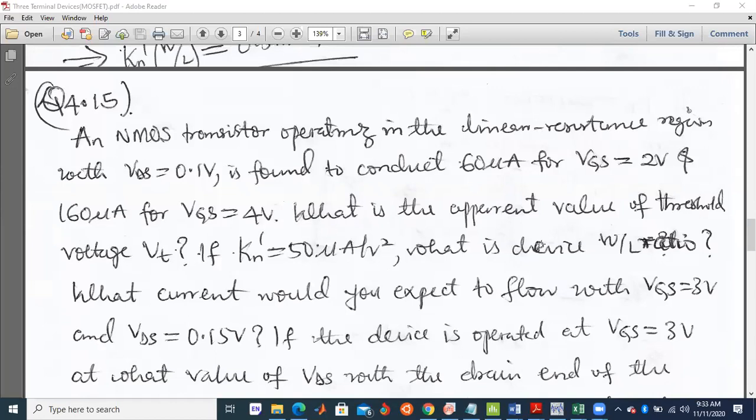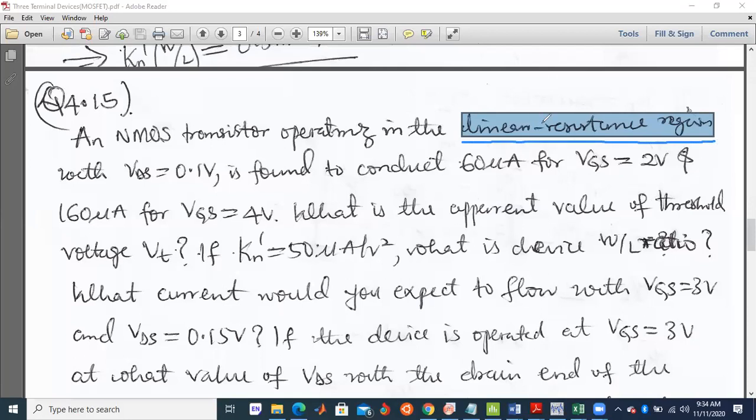The last question is a standard exam question. Please take note. You may be lucky, maybe the doctor will bring the same thing for you, and if you are not lucky, maybe he will not bring it. So I don't know. So an NMOS transistor operating in the linear resistance region. This is what I was explaining the other time. Linear resistance region.